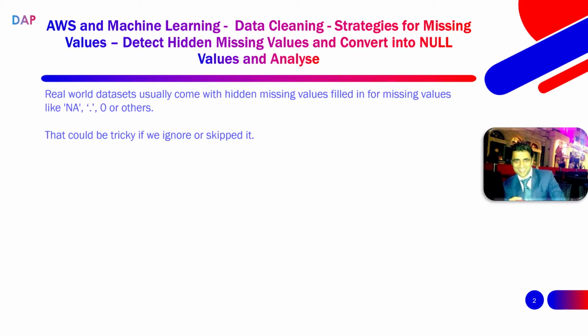Now, real world data sets usually come with hidden missing values. So we are not now talking about plain missing values, but about hidden missing values. Real data sets usually have the missing values filled in with placeholders like NA, dots, or zero, and so on, and that could be really tricky if we ignore or skip this, if we can't find them before we move on into machine learning.